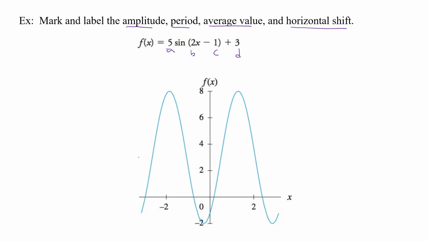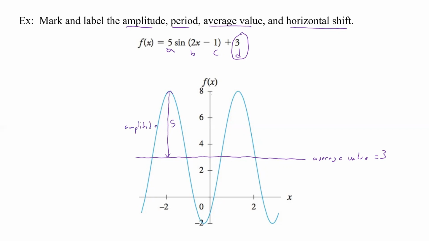Now remember, D is the average value, so that's 3. So if we come up here and draw a line across there as well as we can, that's our average value, and that's equal to 3 because that's what D is equal to. Now A, we know, is the amplitude, and so from here to here, that's going to be 5, which is the amplitude.